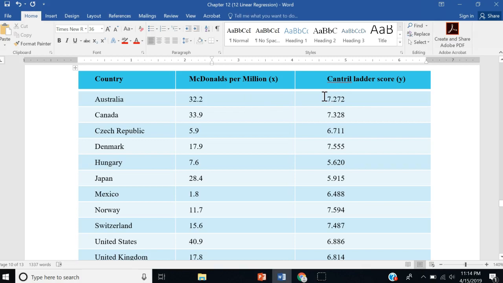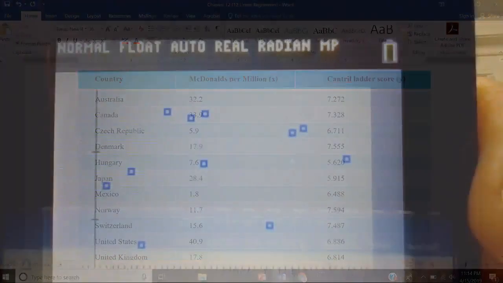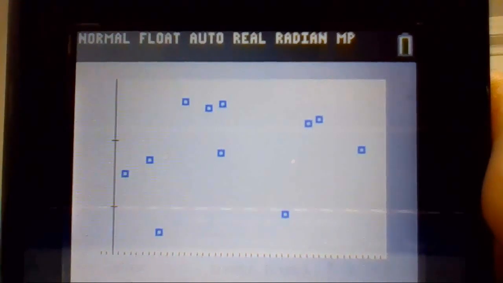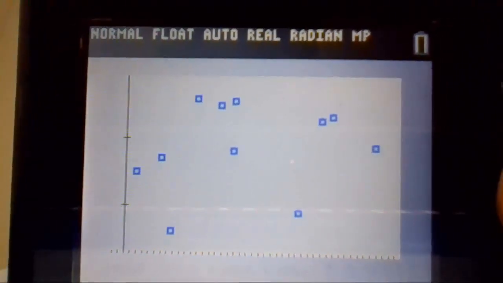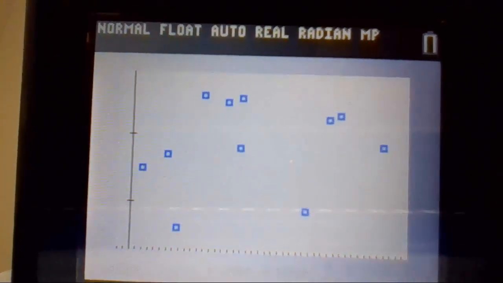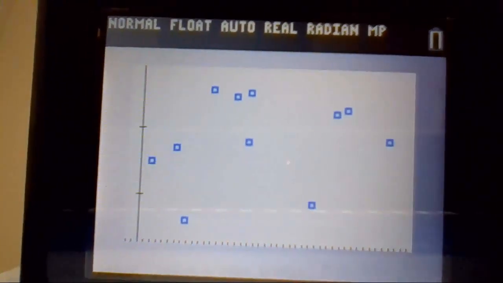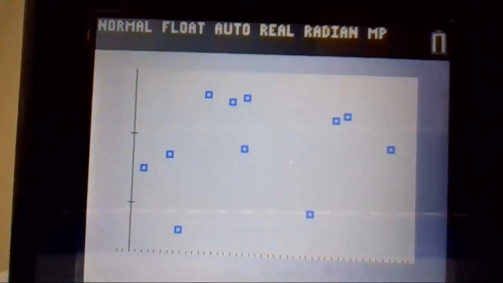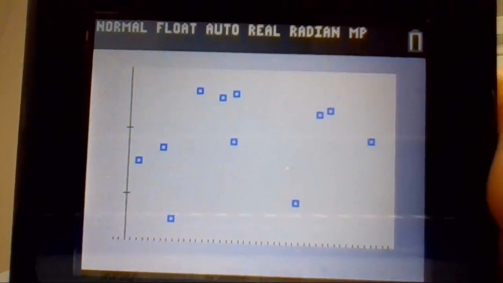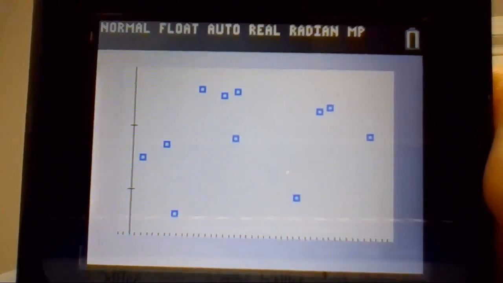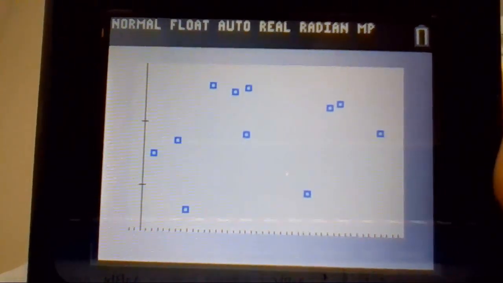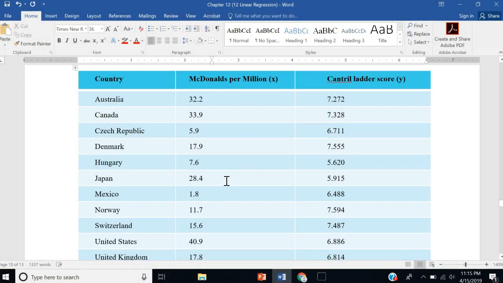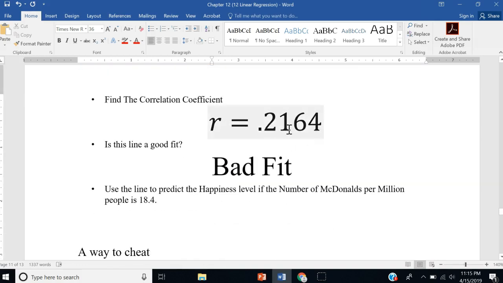the graph that you're going to end up with, well, I can display it on my calculator. Don't worry, you're never going to be asked to display it on your calculator, but it looks like this, okay? And you can see that these dots are just basically randomly spread out all over the screen on our calculator. So there doesn't seem to be any really nice pattern there. With a correlation coefficient of 0.2164, that again doesn't look like there's any pattern there.